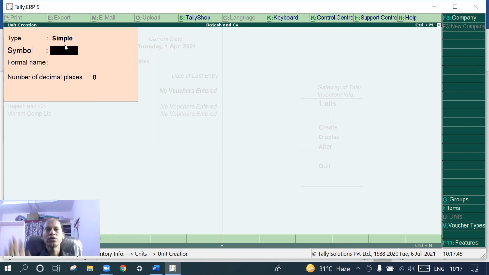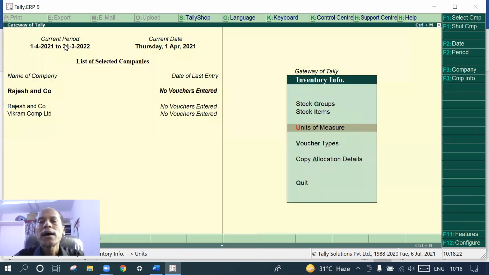We can create any unit, dozens, kgs, liters, bundles, whatever the measurement may be. Units of measure can be created as we wish. But in this problem, computers are sold in numbers, so only numbers is created. We may create others also. For example, kgs. It is not needed for this problem, but I am entering kgs. Enter. Another also created. So again, escape, and again escape. Units of measure is created.